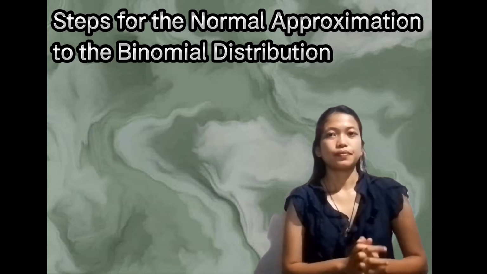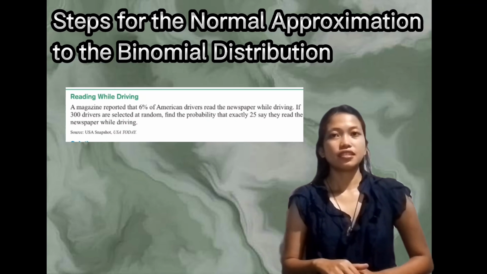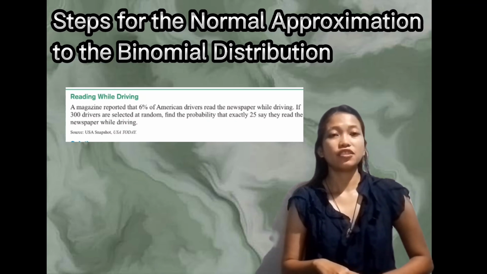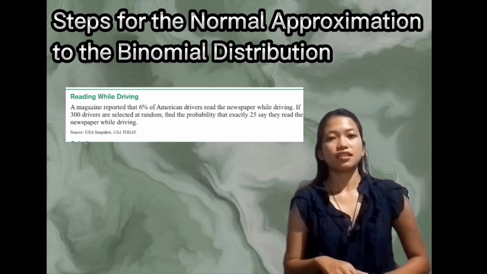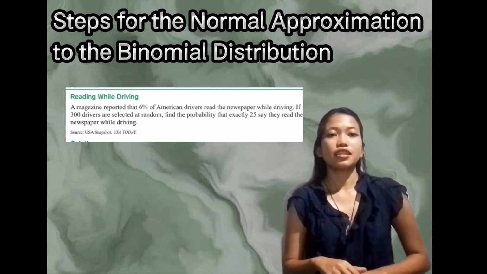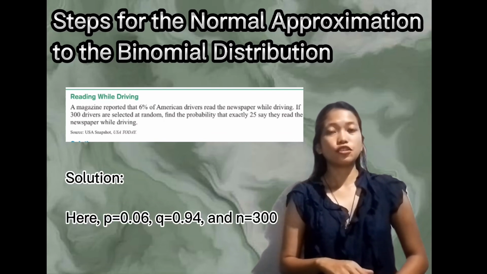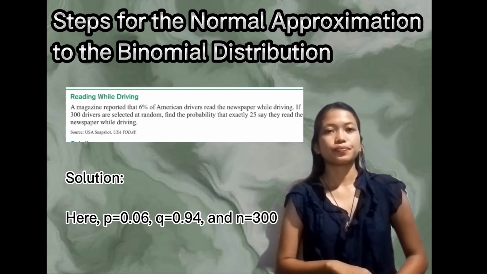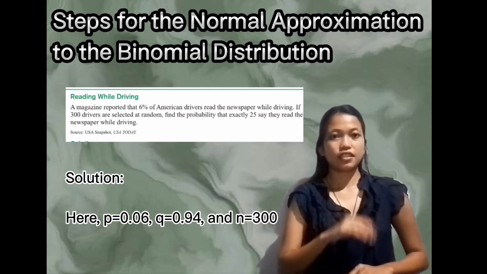For example, a magazine reported that 6% of American drivers read the newspaper while driving. If 300 drivers are selected at random, find the probability that exactly 25 say they read the newspaper while driving. So first, let us identify the given terms.